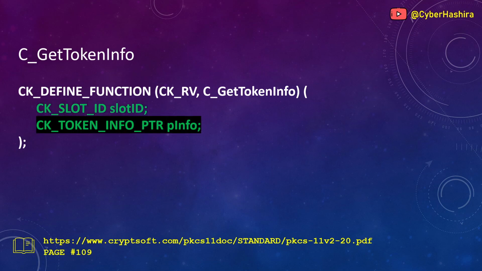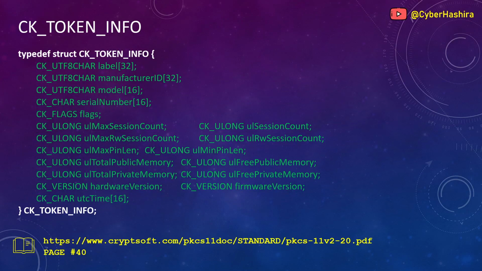The second argument is of type CK_TOKEN_INFO. This is a structure used for storing information about a token. Let's have a look at it. And here's what the CK_TOKEN_INFO structure looks like. As you can see, it stores a lot of information. Let me explain what they are.